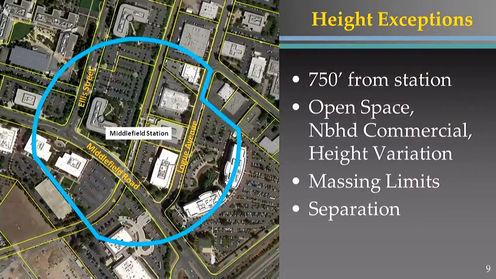Let me ask a question to staff. I can't tell from the picture, where exactly is the Middlefield station? Is it where the word is there? Is that where the light rail stops? Yeah, it's a platform that goes roughly from here to here. So it is on the north side then.